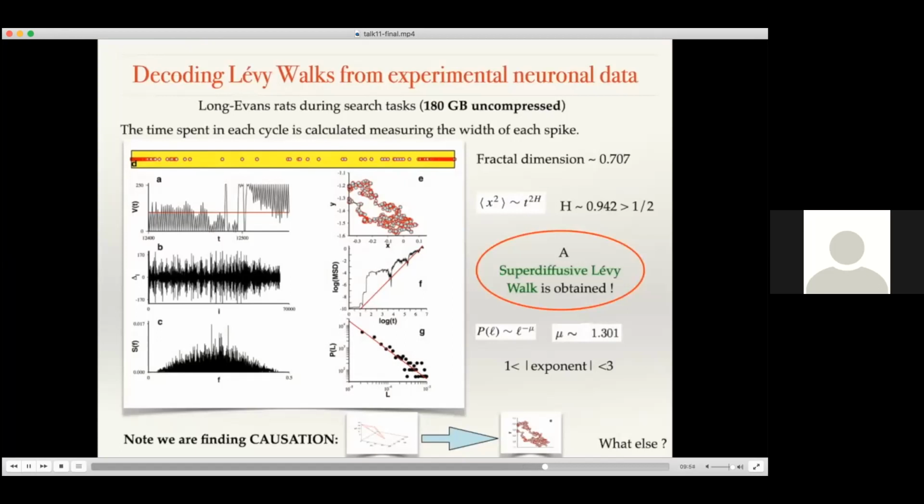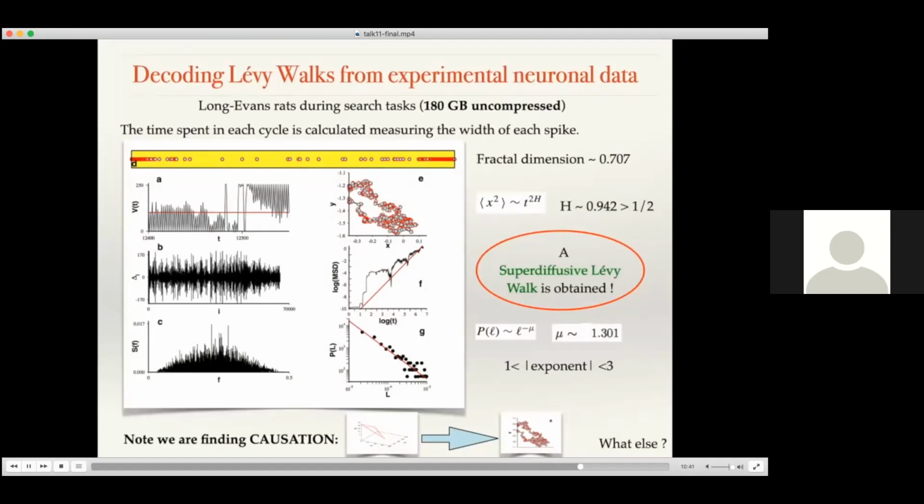Also, when the distribution of steps is calculated, we can see at plot G that it follows a power law with a negative exponent nu, whose positive value is around 1.301, which is between 1 and 3. That means that from the Long-Evans rats we are able to obtain a superdiffusive Lévy walk from its neurological recording. That means that from the hypothesis of the heteroclinic circulations based on the winnerless competition dynamics and the residence times spent on the saddles, we can infer a superdiffusive Lévy walk.